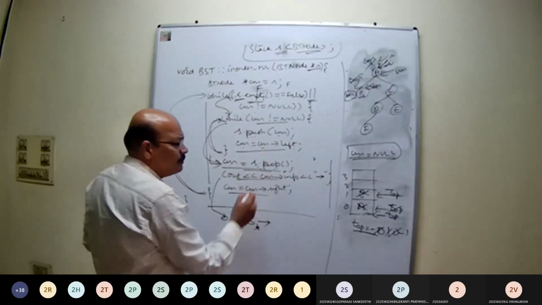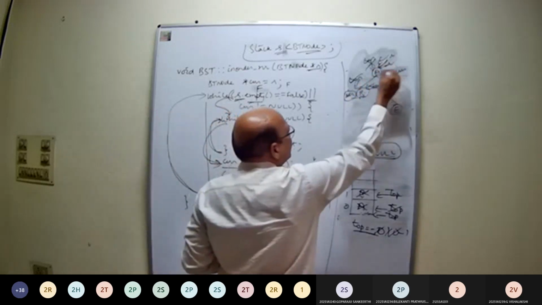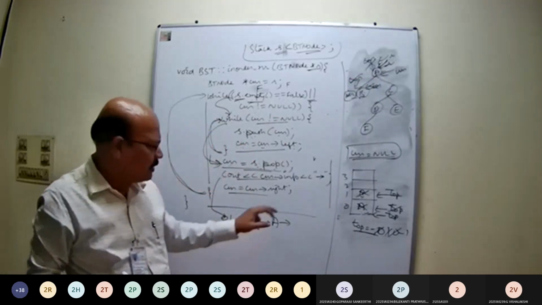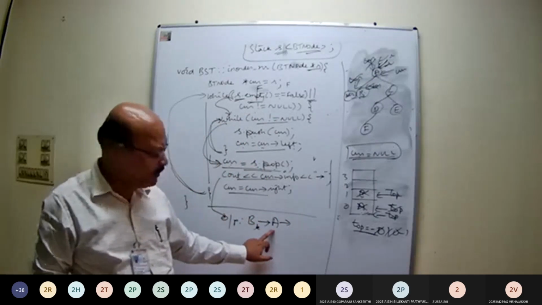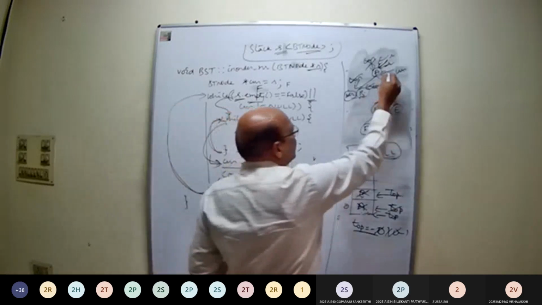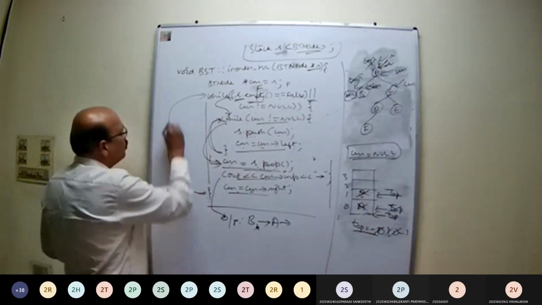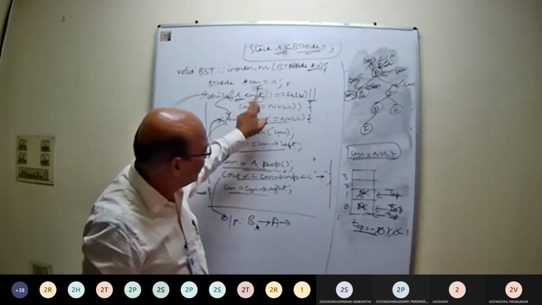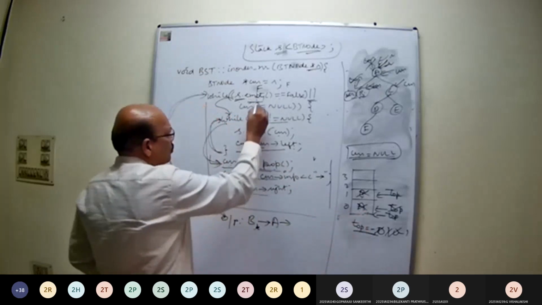Then what is the next step? CUR info. What is CUR info? CUR is pointing to A, so the info of the node that CUR is pointing to, we are displaying. That is A. Then CUR is equal to CUR right. Does CUR have a right? Yes. Then once again you go back. S dot empty. What does it return now? Yes, it returns true.